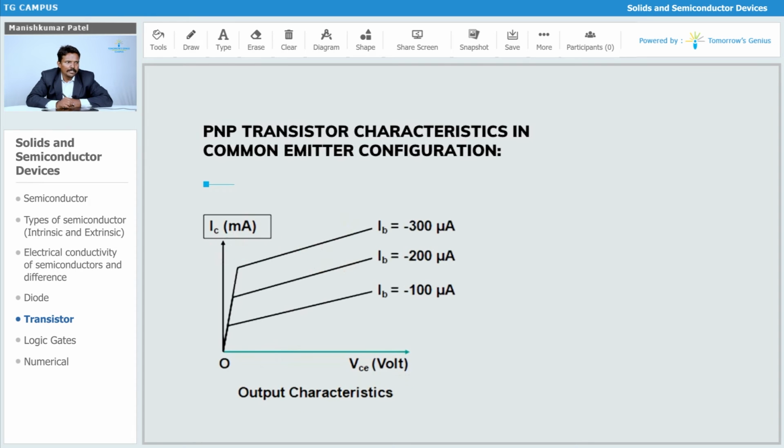Now similarly, for your output characteristics, the graph of IC versus VCE, where IC is the collector current and VCE is the collector-emitter voltage, for different values of your IB. So this is the different value of IB which you have to put in, and according to that you will get different values for the same.